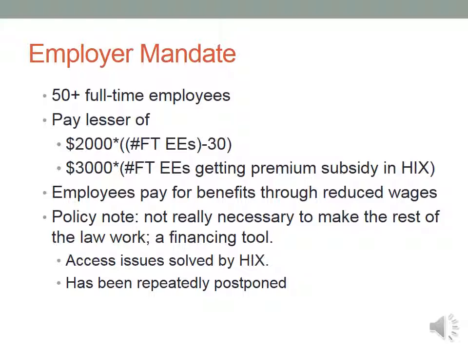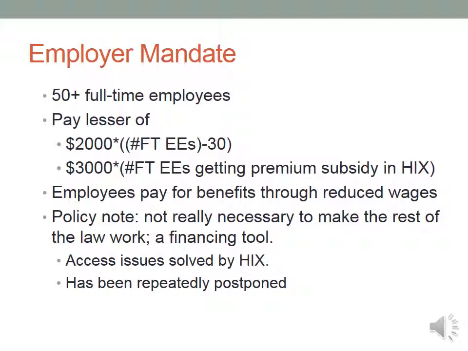Now, I said that this was put in there because it's a financing tool and it was there to avoid a lot of disruption, but it's not really necessary to make the rest of the law work in the same way that the individual mandate is necessary to protect the insurers in the face of the underwriting reforms. Because the access issues were solved by the health insurance exchange, we don't need employment-based coverage to give individuals access to insurance. And there is kind of a subtle acknowledgement of this.